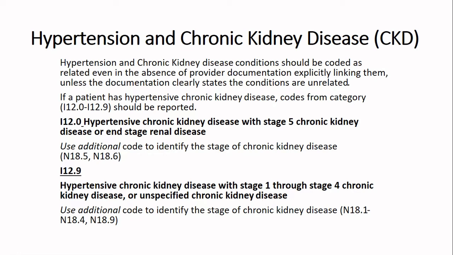I12.0 is used for hypertensive chronic kidney disease with stage 5 chronic kidney disease or end stage renal disease. So for end stage renal disease and stage 5 chronic kidney disease, you will use I12.0 along with the additional code specifying the chronic kidney disease, N18.5 or N18.6. And for I12.9, hypertensive chronic kidney disease with stage 1 through stage 4 or unspecified chronic kidney disease, you will use I12.9 along with the additional code to identify the stage of chronic kidney disease from stage 1 to stage 4, and N18.9 for unspecified chronic kidney disease.